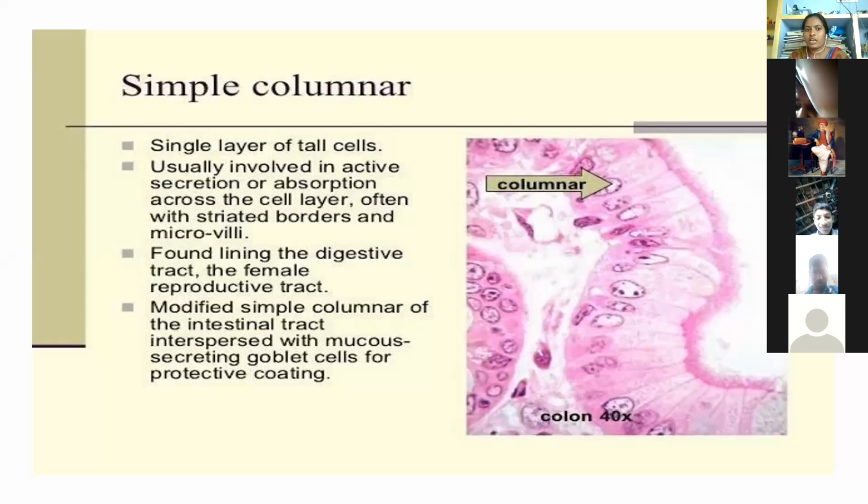What is the function of simple columnar epithelium? It is secretion or absorption. Where is it found? The simple columnar epithelium is found in the lining of the digestive tract and in the female reproductive tract.